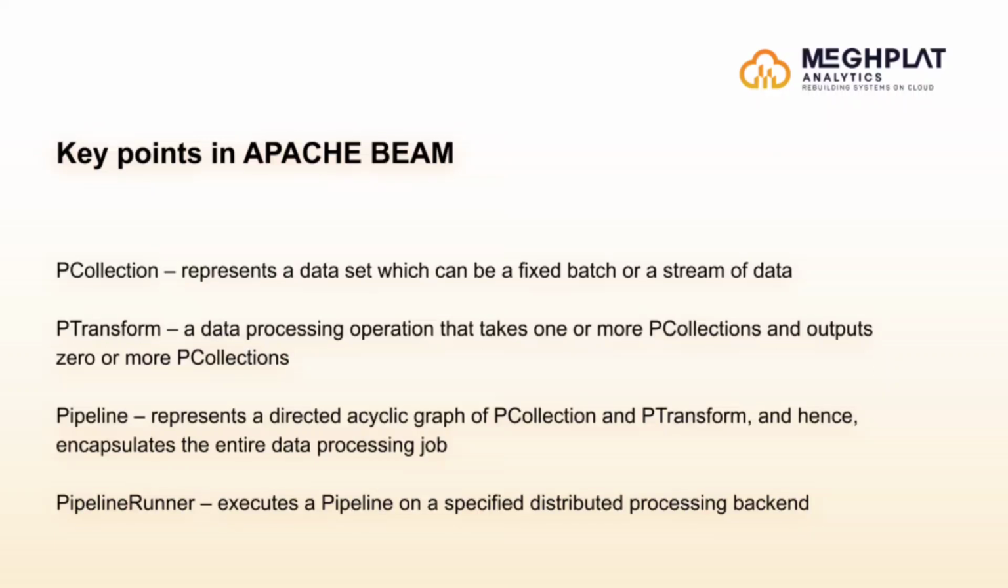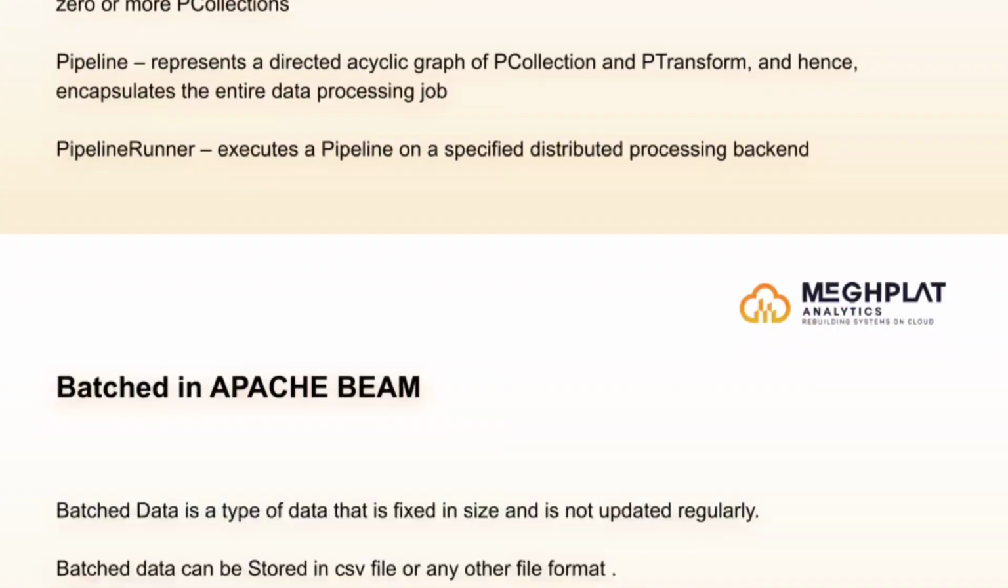Now comes what is PCollection and PTransform. A PCollection represents a data set which can be a fixed batch or a stream of data. A PTransform is a data processing operation that takes one or more PCollections. That is, it takes one or more data sets and outputs zero or more PCollections. It is as simple as that, right?